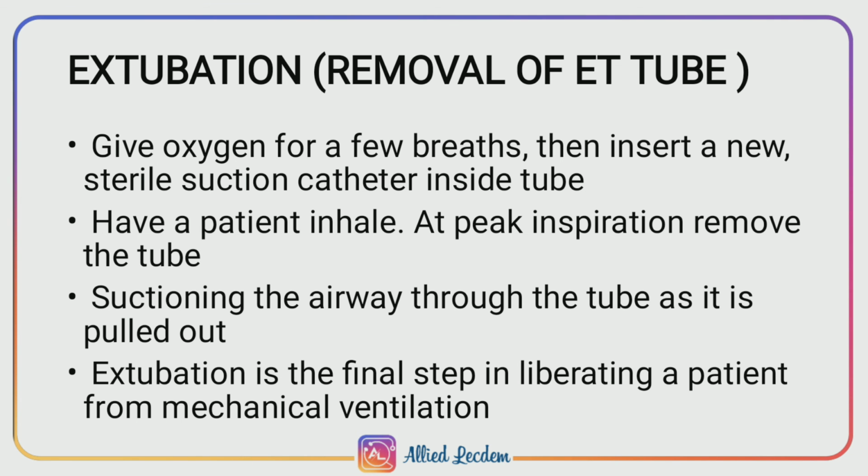Extubation, which is the process of removal of the ET tube. Give oxygen for a few minutes, which is called pre-oxygenation. Then insert a new sterile suction catheter inside the tube. Have the patient inhale. At peak inspiration, remove the tube. Suction the airway through the tube as it is pulled out. Extubation is the final step in liberating a patient from mechanical ventilation.